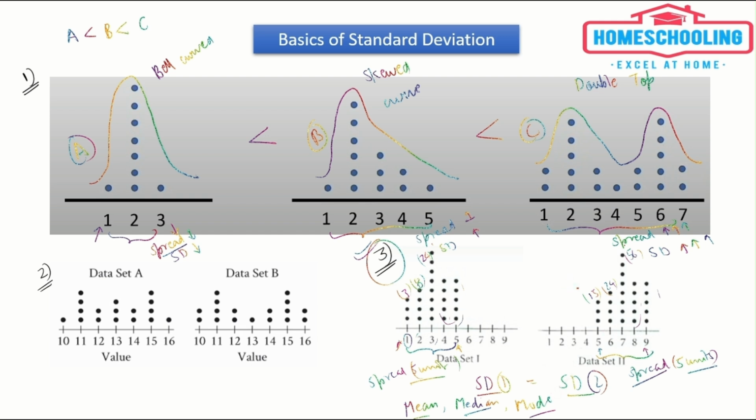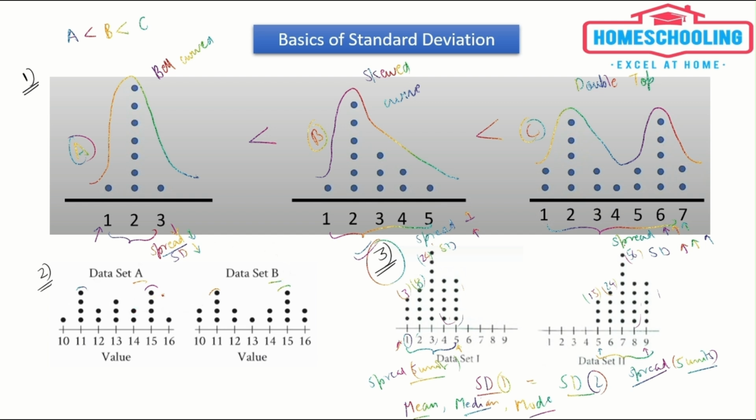Now there's one more example here. As we can see in these two, data set A and data set B, this is also like a double top here. This is a double top, and here also we have 2 double tops. So let's see the graph here properly. Let's see which one among them has a highest standard deviation.